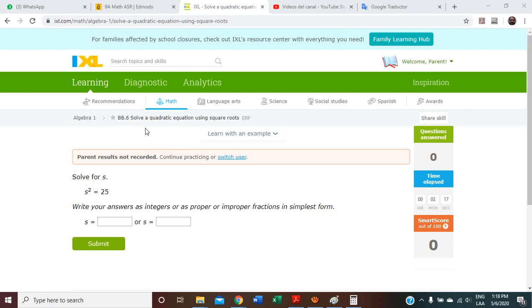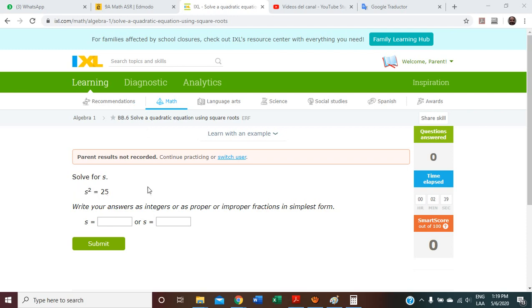Okay, now we're going to be working with quadratic equations. Solve a quadratic equation using square roots. So this is very, very simple. Remember that I told you that quadratic equations have two correct answers. Why? Because one answer is positive and one answer is negative.